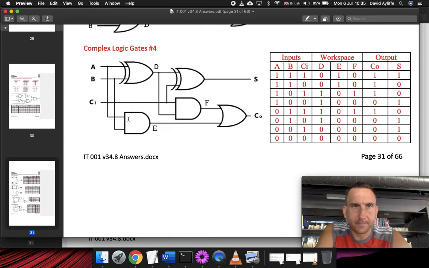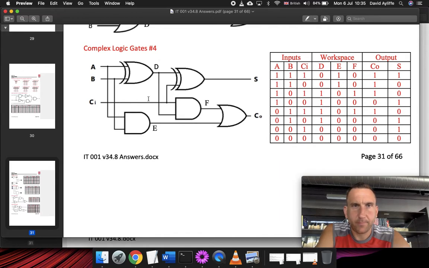E is A and B. So 1 and 1 is 1, 1 and 1 is 1, 0, 0, 0, 0, 0, 0.